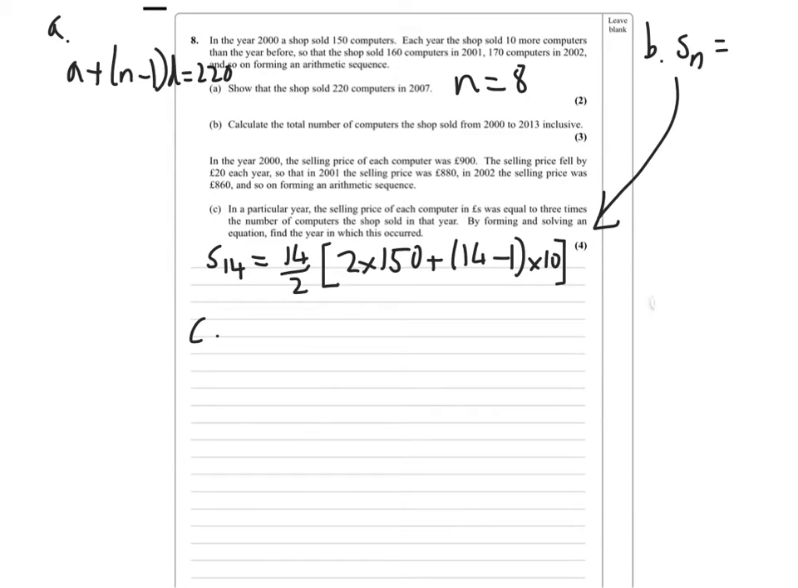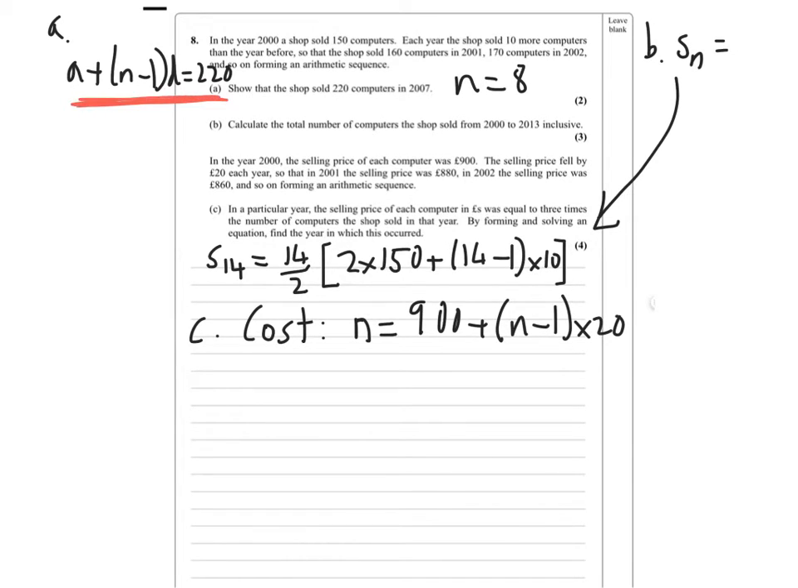Now for part C, the cost is n, so I don't know why I put an equals there. I should rub that out really. I'm going to rub that out, don't like that. There we go. Cost in year n equals 900 plus (n minus 1) times 20. So there you go, that's going back to this formula here, without the equals 220 obviously at the end.